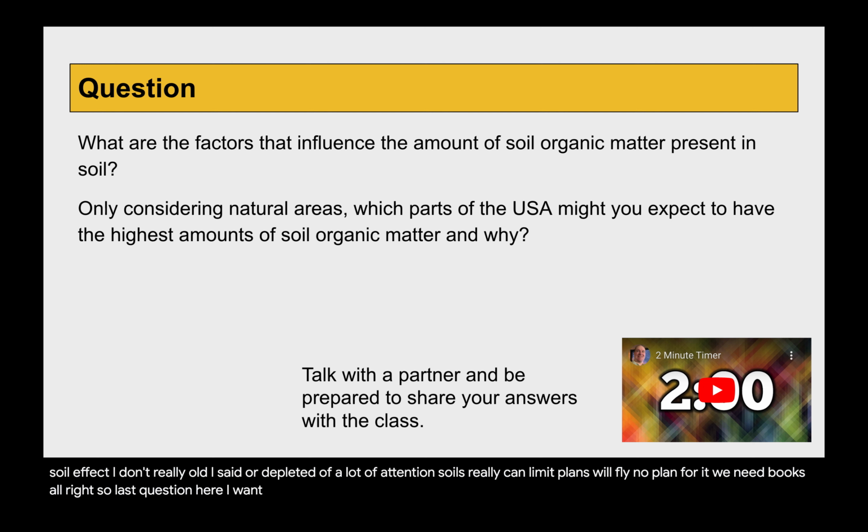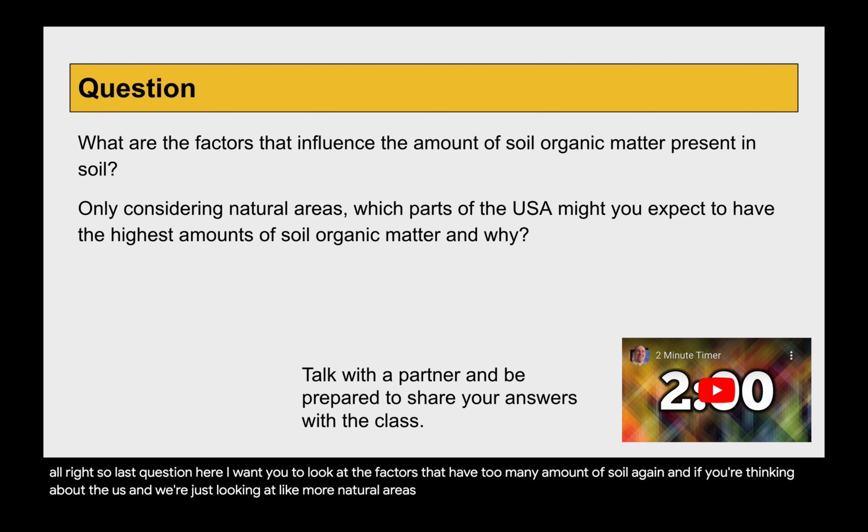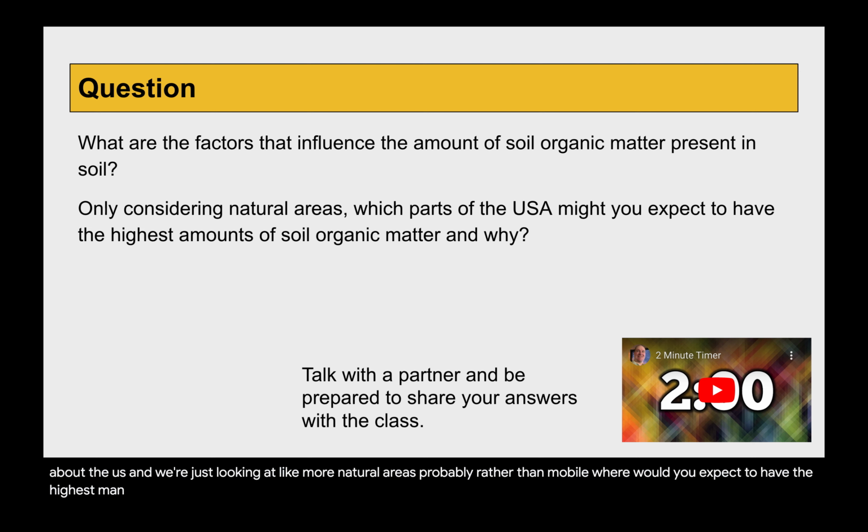All right, so last question here. I want you to look at the factors that influence the amount of soil organic matter. If we're thinking about the U.S., and we're just looking at more natural areas, so thinking more broadly rather than local, where would you expect to have the highest amounts of soil organic matter and why? I did tell you that math, so that could give you a clue. But then think about the why. Why is there more soil organic matter there? A couple minutes to discuss.